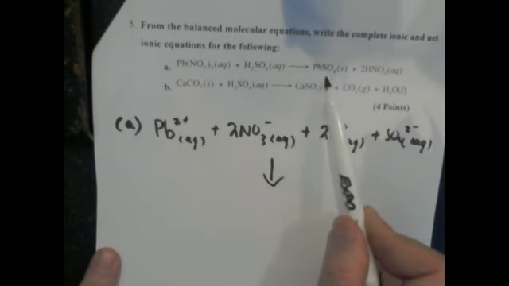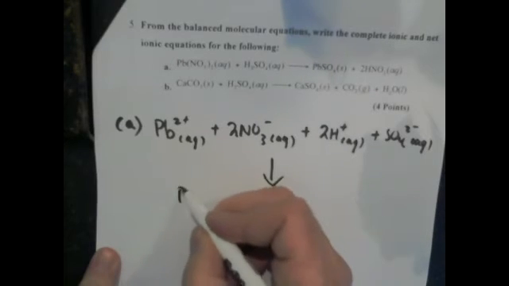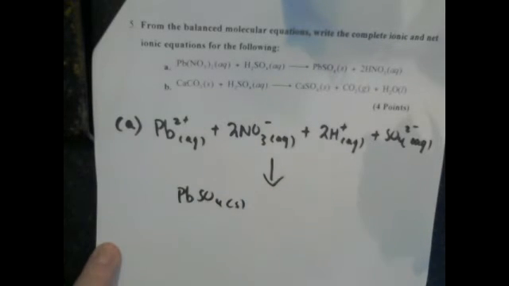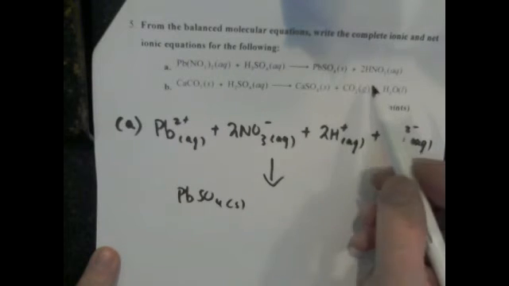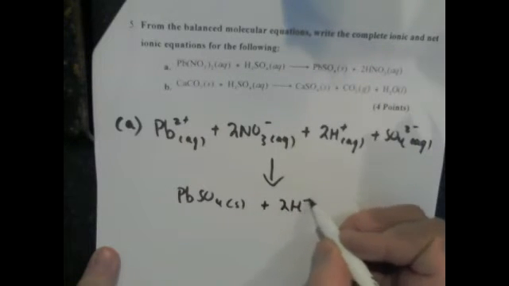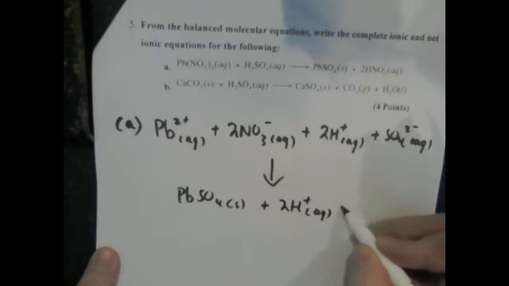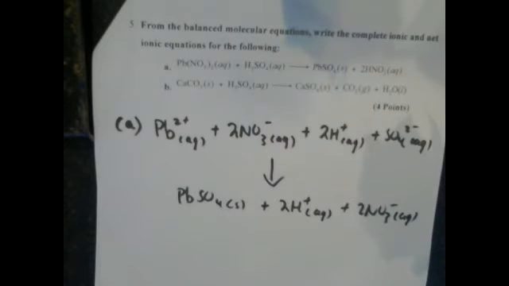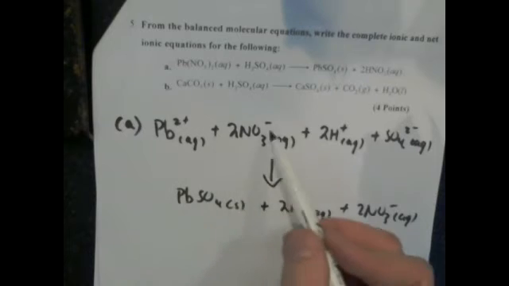The lead 2 sulfate is a solid, so I'm going to leave that guy intact. And then the nitric acid here, that's a strong acid, so that guy dissociates into ions. A little bit of help here is to recognize that you don't ever break apart polyatomic ions. You leave them together. That's a common error.